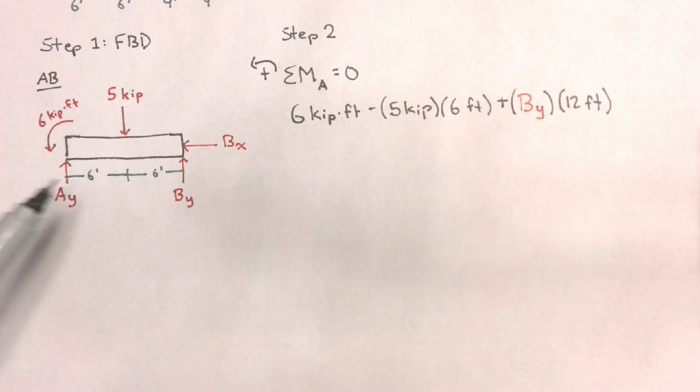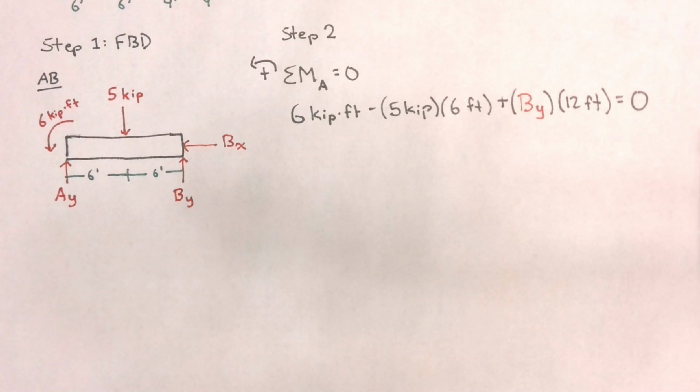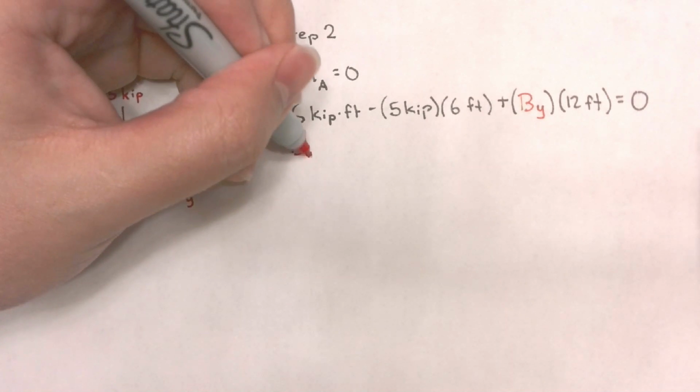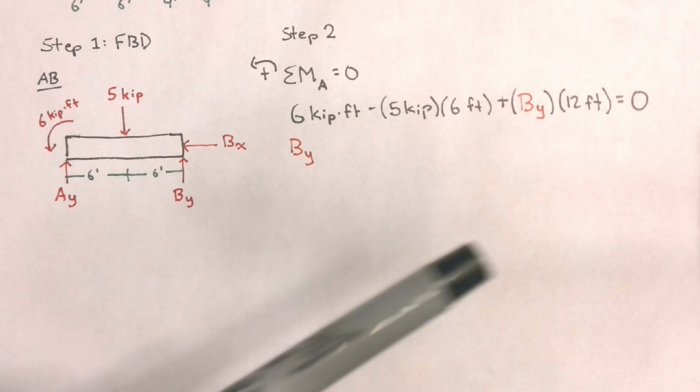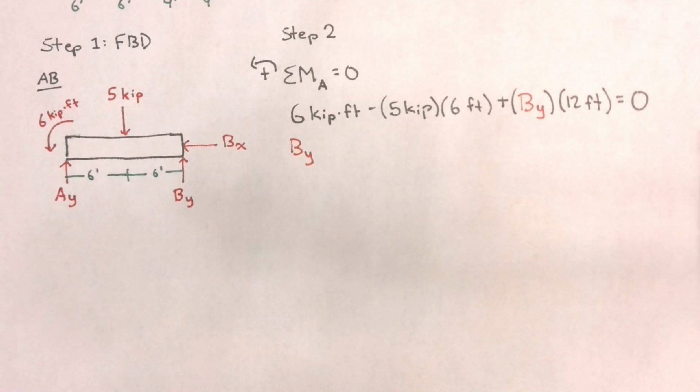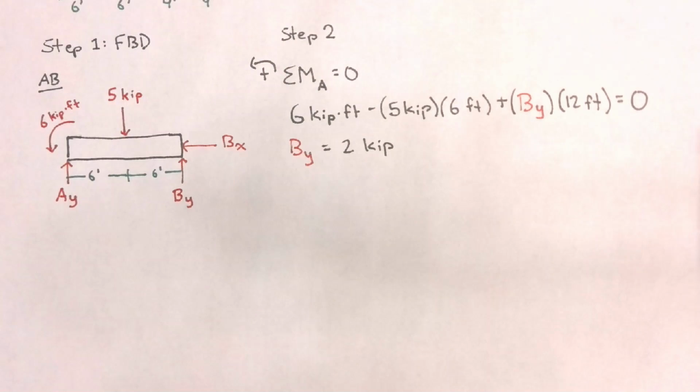Those are all the moments acting about point A, so I'm going to set all of these equal to 0, to satisfy the equations of equilibrium. Now we can solve for BY, which should be equal to 5 times 6 kip-feet minus 6 kip-feet, divided by 12. This gives us a total of 2 kips. So I found BY. Now that I found BY, I can find AY.